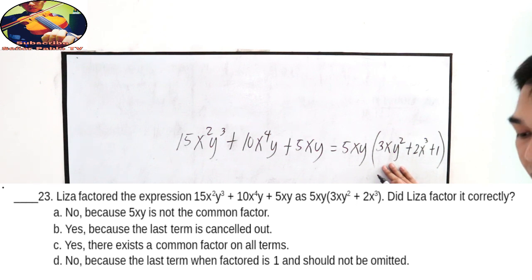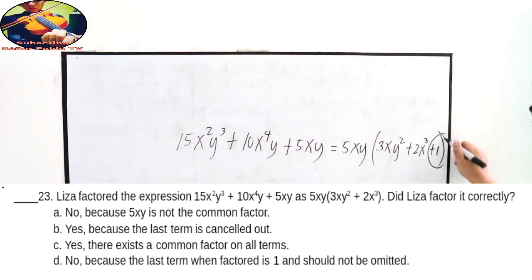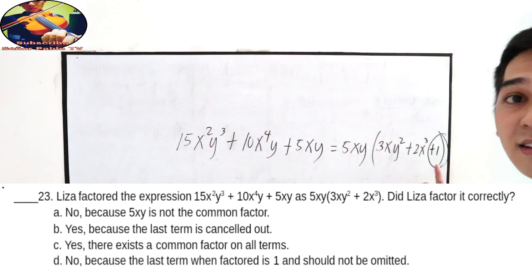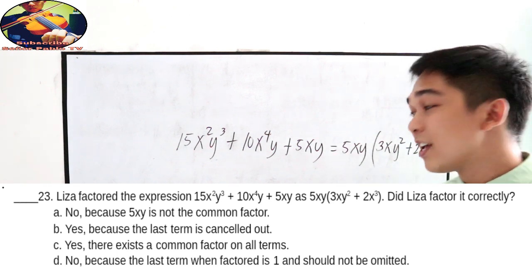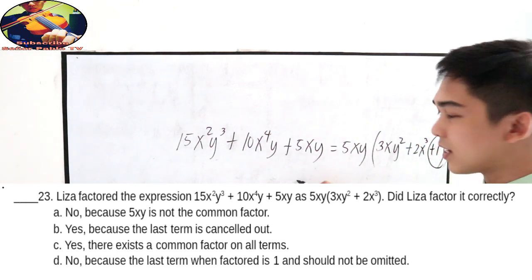Letter D. No, because the last term when factored is 1 and should not be omitted. Nakalimutan ni Liza yung 1 sa ating last term. So, number 23 is D.